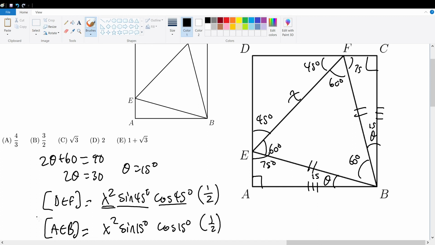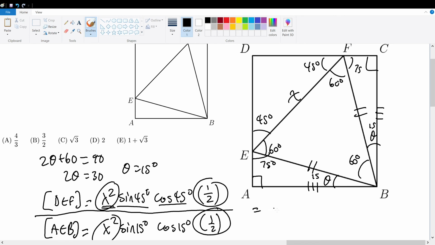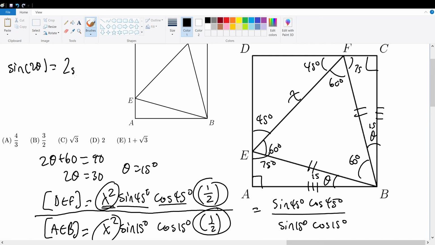Instead of trying to find the ratio of this, we can simply draw a long dash over it to form a ratio. Now, the like terms of half and half get canceled out. Same thing with x squared and x squared. So all we're left with is sine 45 degrees times cosine 45 degrees over sine 15 and cosine 15. Now, what does this remind you of? This is awfully similar to the double angle. Sine 2 theta is the same thing as 2 sine theta cosine theta. So we're only left with sine theta cosine theta.